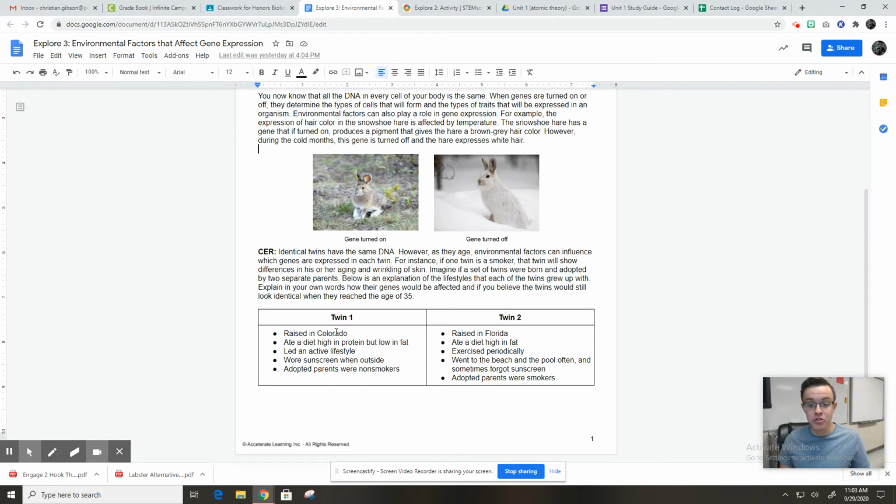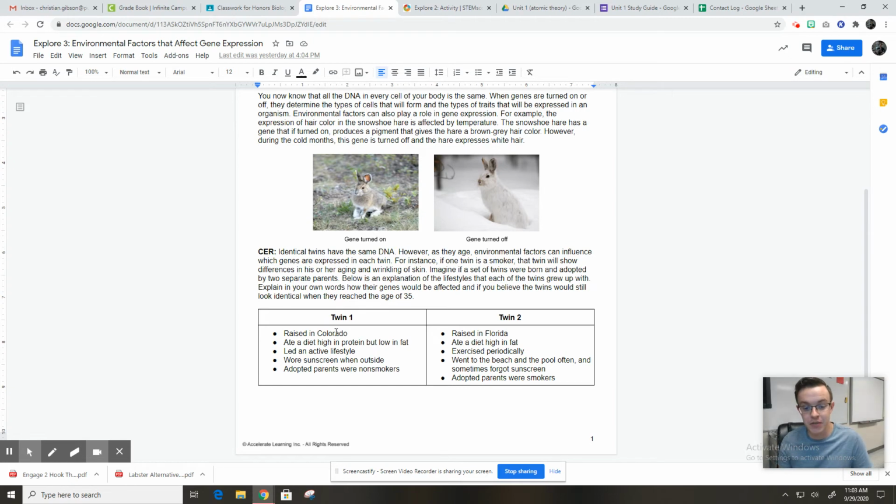For instance, if one twin is a smoker, that twin will show differences in his or her aging and wrinkling of skin, because the carcinogens that they're taking into their body will affect how often their cells are having to divide to repair damaged tissue from the smoking, and so that will affect which genes are turned on and off as far as aging and wrinkling of skin.